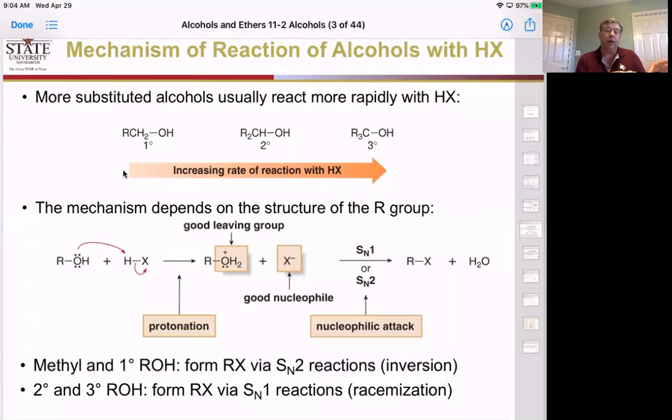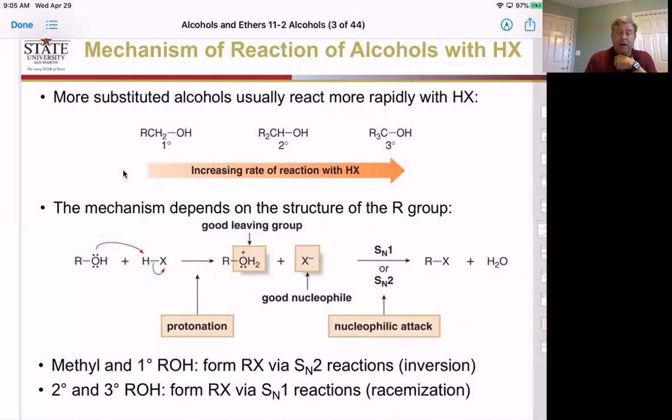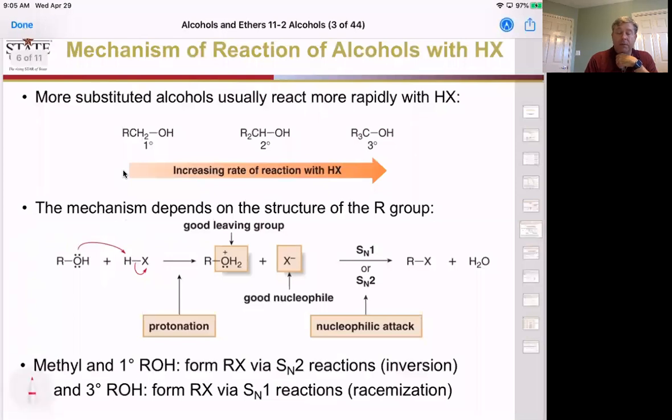So if we have a primary alcohol or a methyl alcohol, they're going to be less reactive than a secondary alcohol, and the tertiary alcohol is going to be the most reactive. And it has a lot to do with what the leaving group is, okay? In all of these cases, we're using a strong acid, HCl, HBr, or HI, which means the first step is always going to be the protonation of the alcohol, giving us our H2O as our leaving group, our good leaving group here, and then whatever we use as our nucleophile displaces it.